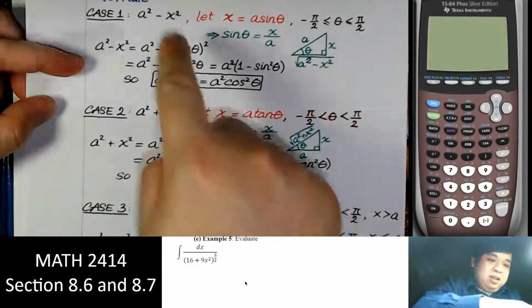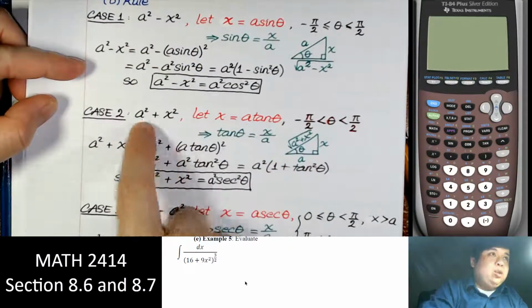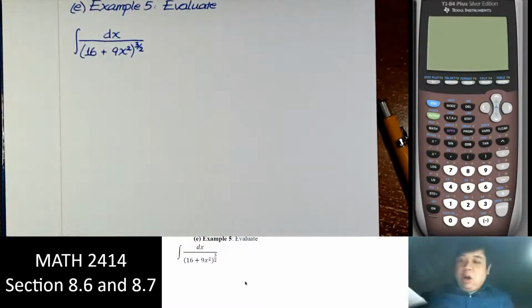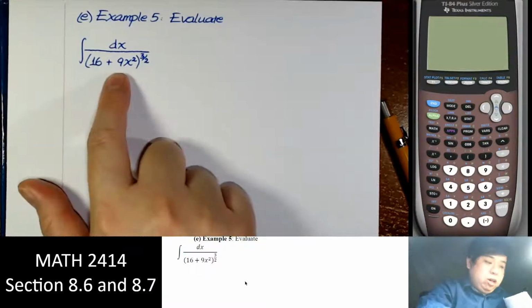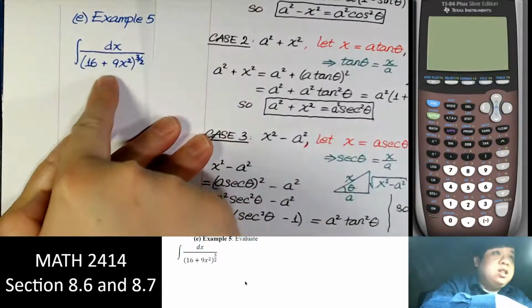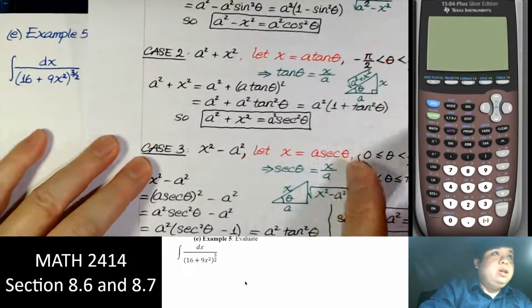The 3 cases. When we see 2 squares, usually that's where we make a trig substitution. So this one is not different. It's going to be trig substitution. But notice, this is a sum, so obviously we're going to use this one.